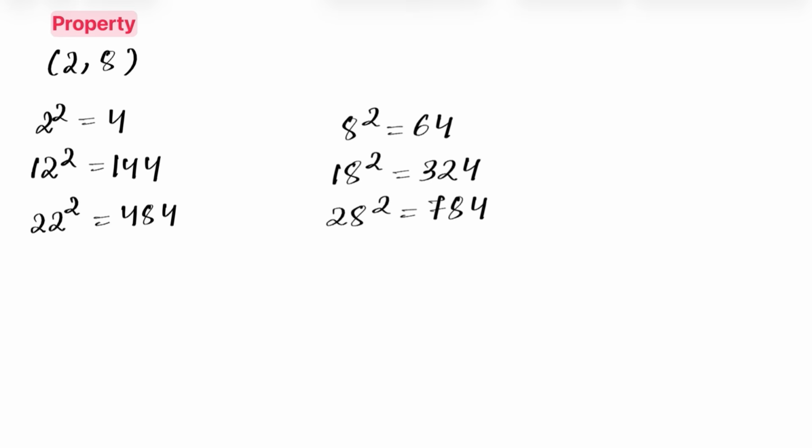Here I have taken some of the numbers which are having 2 and 8 at their unit place. Square of 2 is 4. Square of 12 is 144. Square of 22 is 484. Square of 8 is 64. Square of 18 is 324 and 28 square is 784. You can see in all these cases the square ends with 4. So from this we can conclude that if a number is having 2 or 8 at its unit place, then its square ends with the digit 4.